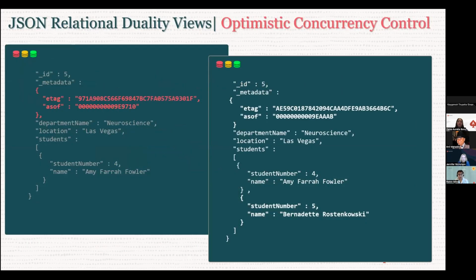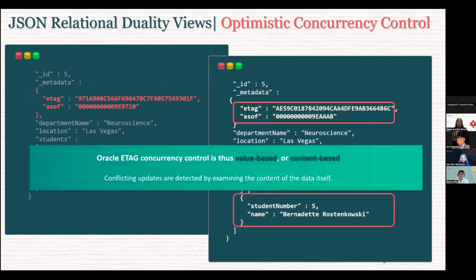If we query back, as we can see, there is a new document there, and the e tag indeed doesn't match. So Oracle uses the value-based e tag. We can conclude that Oracle e tag concurrency control is thus value-based or content-based. So any kind of conflicting updates can be detected and examined, and if necessary, error handling mechanisms can be put into place.